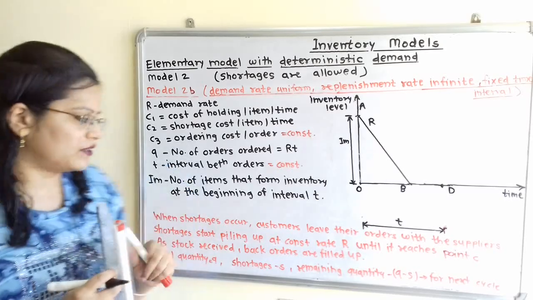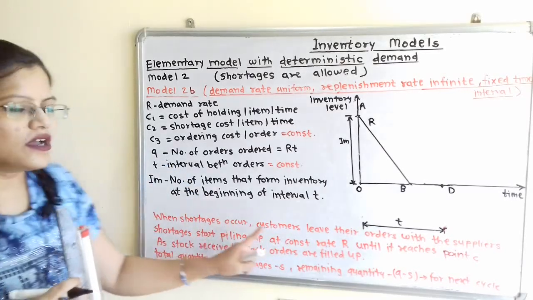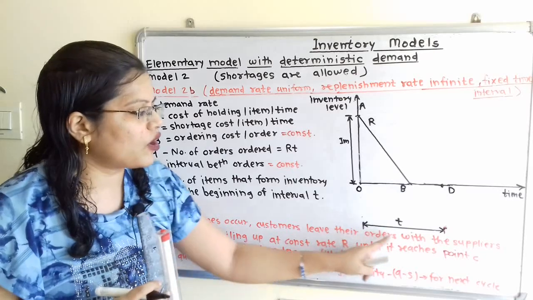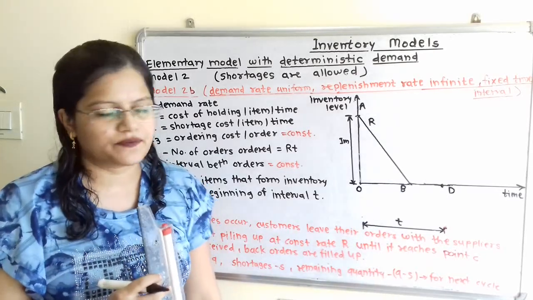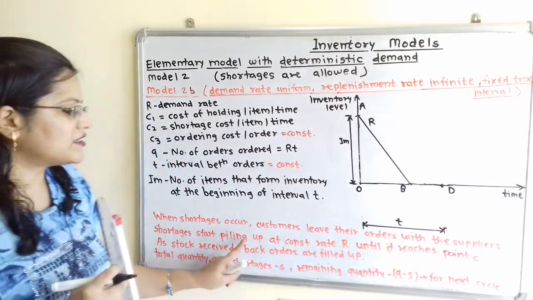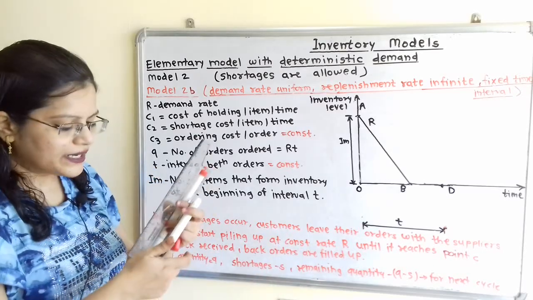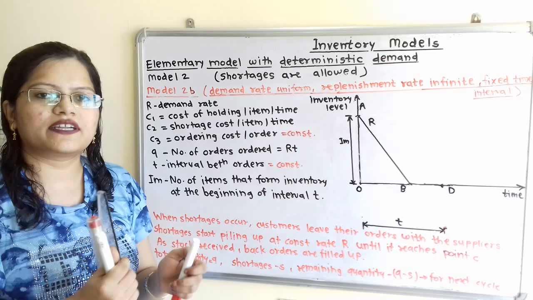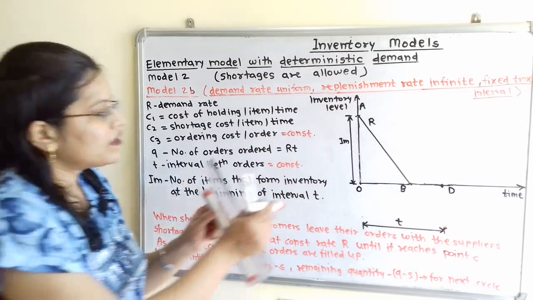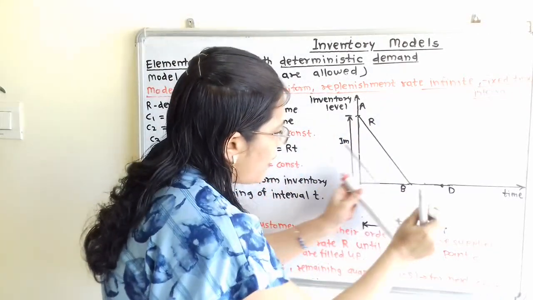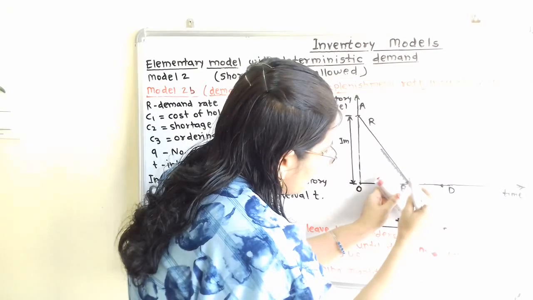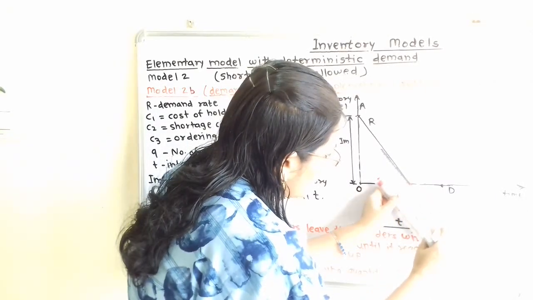So when shortages occur, customers leave their orders with the suppliers, and shortages start piling up at constant rate R. Here the demand rate or consumption rate remains the same. So we will continue this slope R up to the interval T.